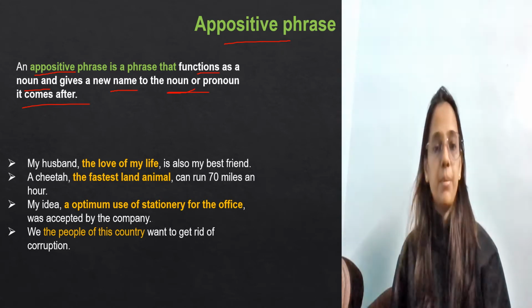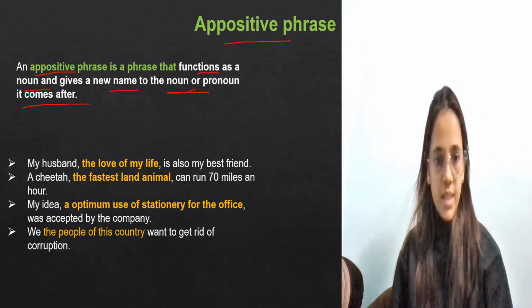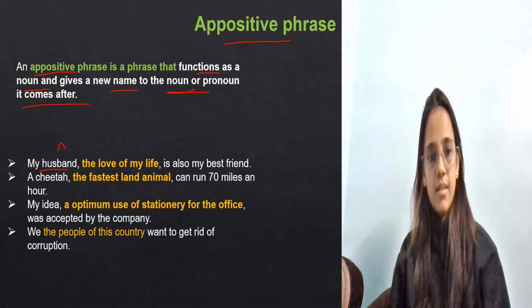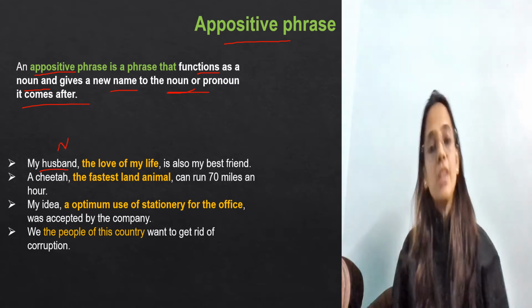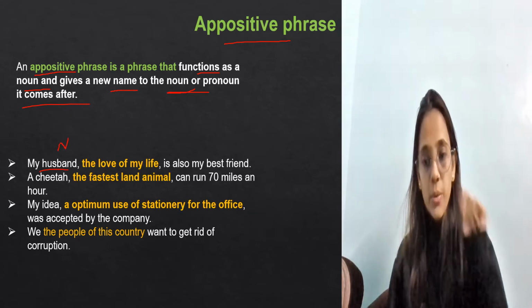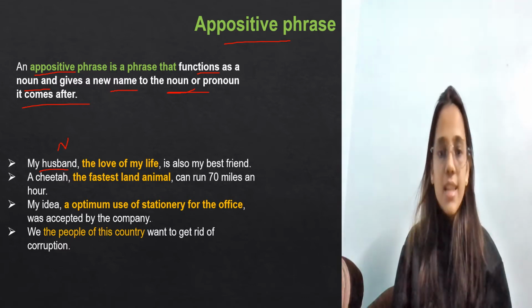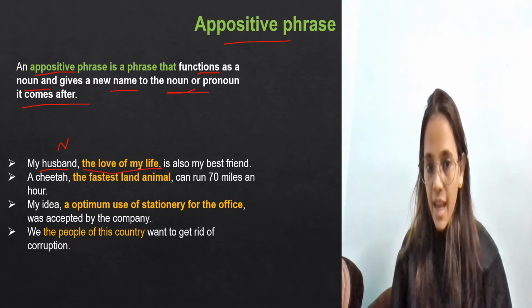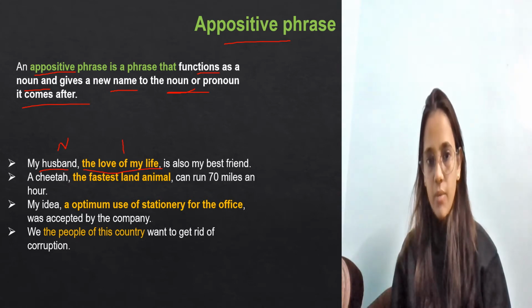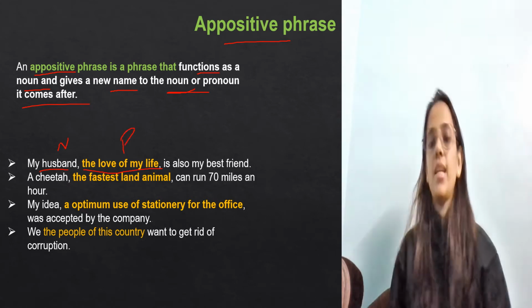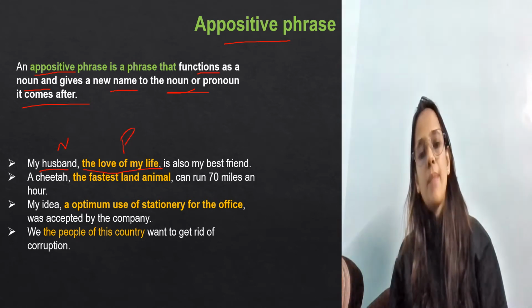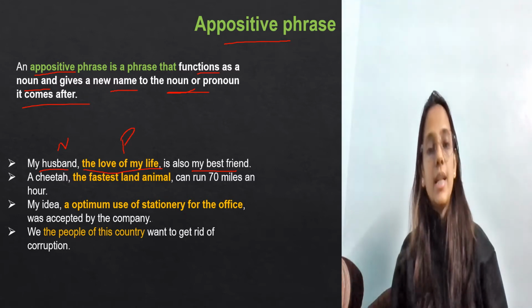Let's see an example. My husband is a noun. The love of my life is also my best friend. So are you understanding? My husband is a noun. The love of my life is what? A phrase, because it is giving a new name, right? Is also my best friend. So I hope you are understanding.